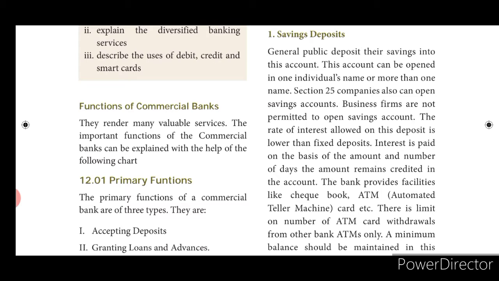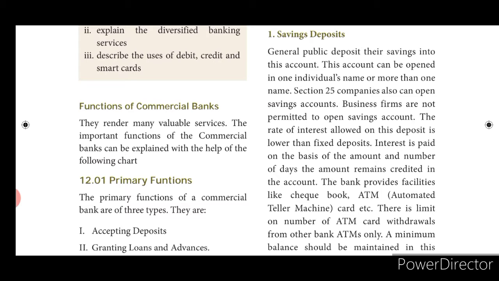What is actually a commercial bank? Commercial means whenever a transaction takes place for the purpose of a business, it is called a commercial activity. Okay, so they render many valuable services. The important functions of a commercial bank can be explained with the help of the following chart.